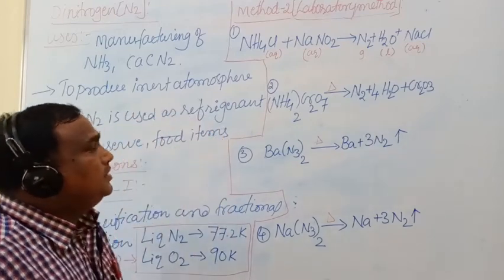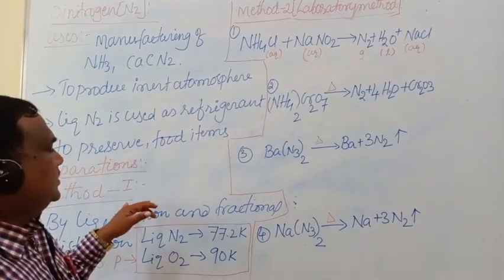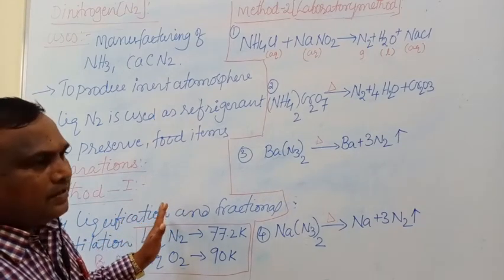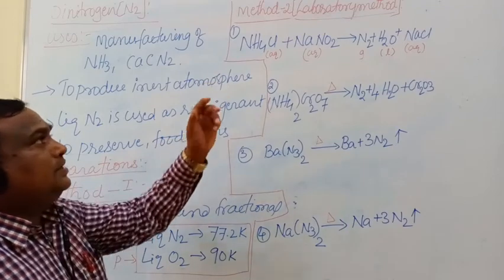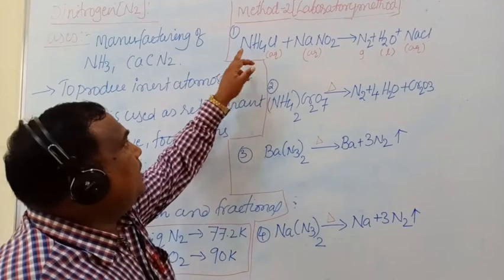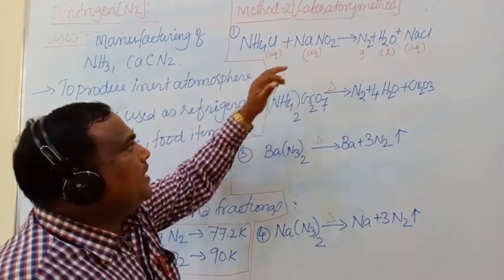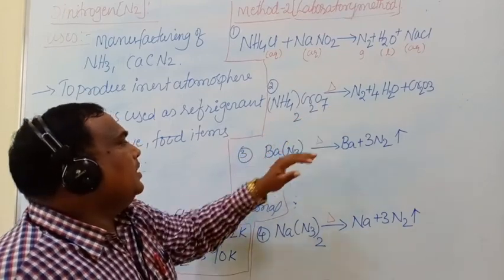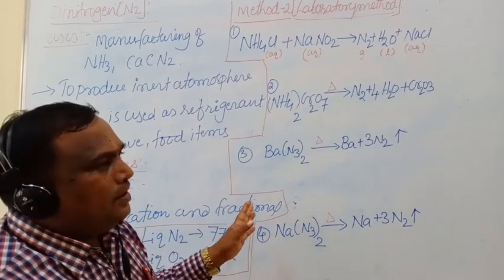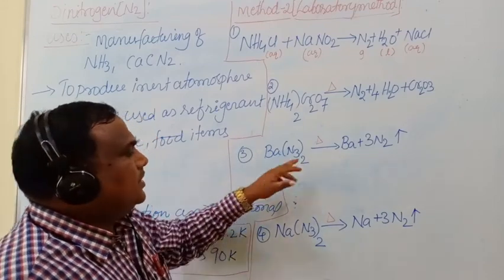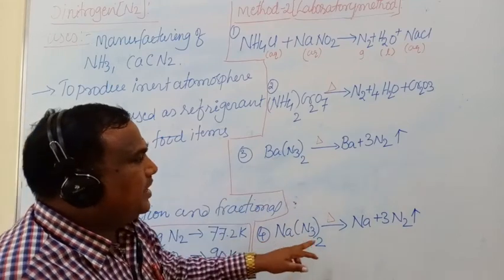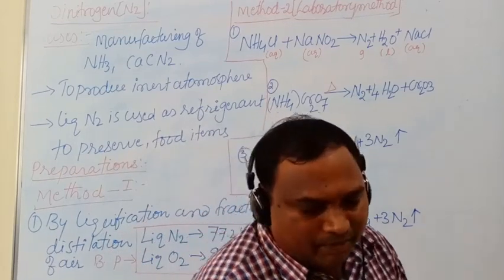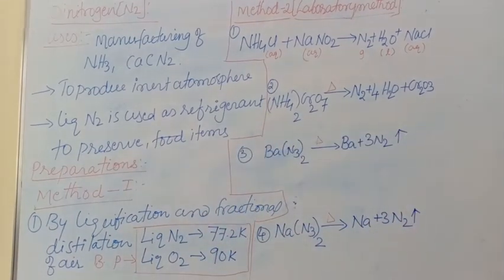These are the methods for the preparation of dinitrogen. First one is the commercial method: we prepare dinitrogen by liquefaction and fractional distillation of air. Second is the laboratory method: treating ammonium chloride with sodium nitrite. Third is the thermal decomposition of ammonium dichromate. And the fourth method, to prepare the pure form of dinitrogen, is just heating barium azide or sodium azide. These are the preparation methods of dinitrogen.